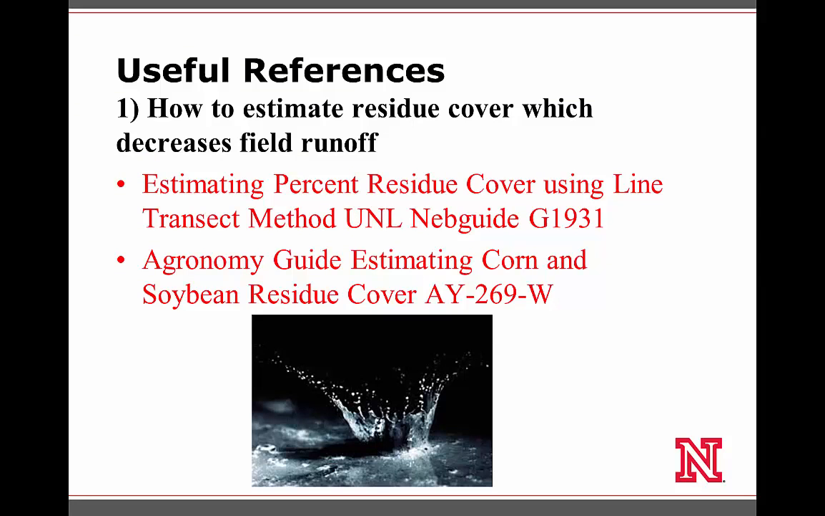One of the questions in the management section is how to estimate your residue cover, which decreases field runoff. That's really an important concept. If you have at least 30% residue at planting time, you reduce field runoff and sediment going off your field by 60%. That has water quality implications too. So you can estimate that real easily using the line transect method. There's actually a UNL NebGuide G1931 on how to do that.